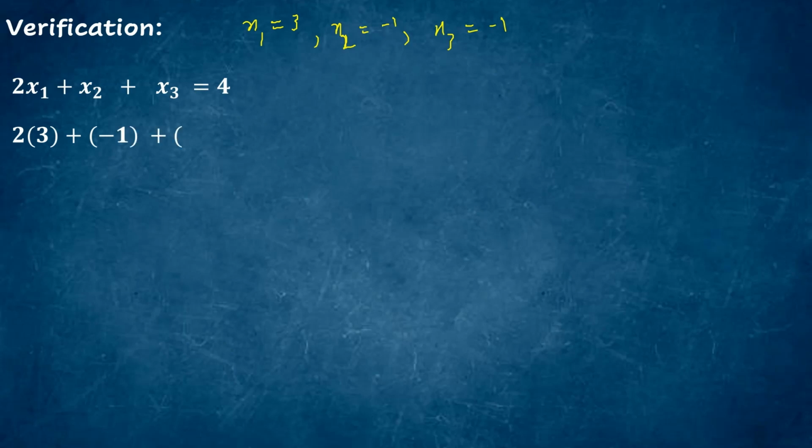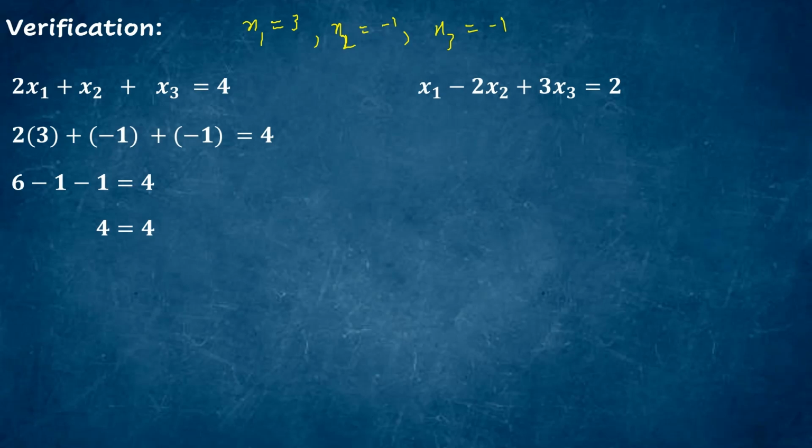Now we verify our result. We have obtained x1 to be 3, x2 to be minus 1, x3 to be minus 1. Now we replace these values in the given system and see whether they satisfy it or not. This is the first equation. We replace the values of x1, x2 and x3 and we get 4 is equal to 4. So these values satisfy the first equation.